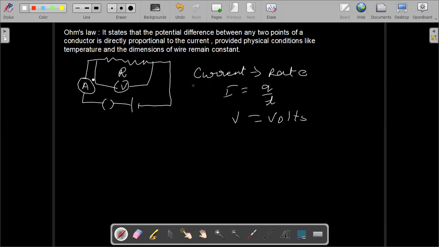So since charges are conserved, whatever current will be shown over here in the ammeter, the same current comes over here at the junction where we have connected the voltmeter. Let these points be A and B. The voltmeter is measuring the potential difference between the points A and B, or you can say the voltmeter is measuring the potential difference across the resistor. Since there is no other device connected, there is no other potential drop. The only potential drop occurs across this resistance between A and B.